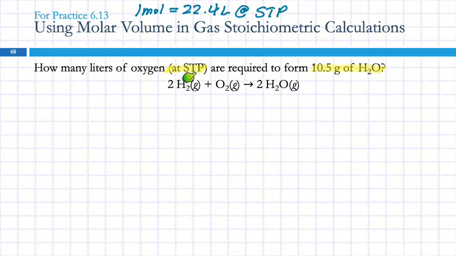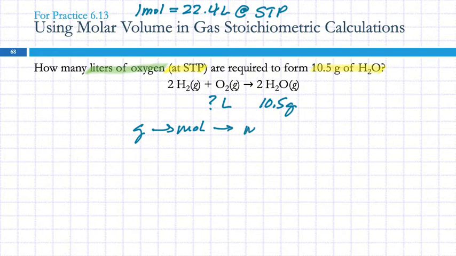At the very least, though, we need to recognize that this is telling us what the temperature and the pressure are. So I'm going to take my numbers. There's only the one, 10.5 grams of water. And then the question, how many liters of oxygen? So under oxygen, question mark, liters. We'll start with grams to moles to moles to grams, because that's where you start.